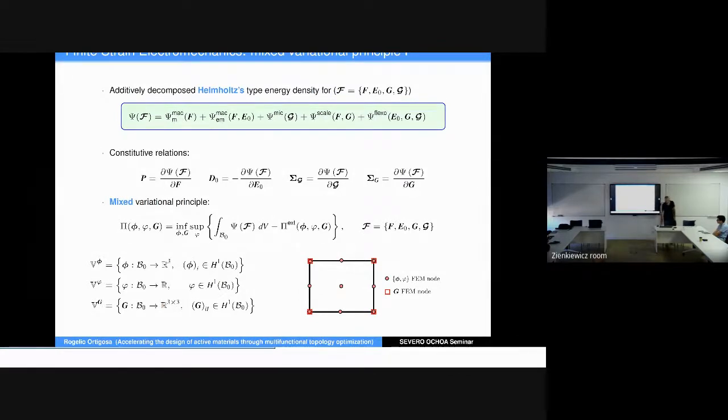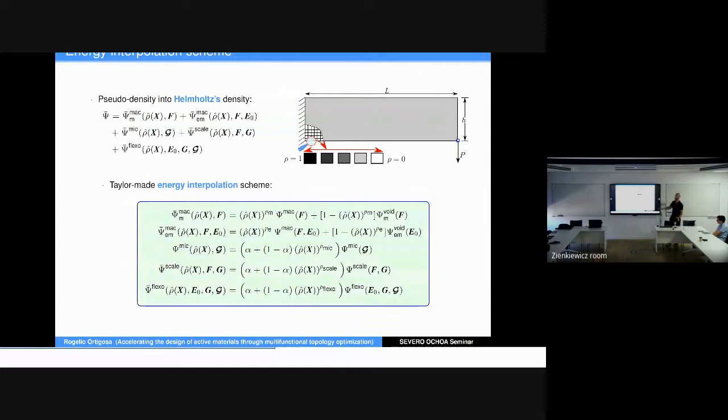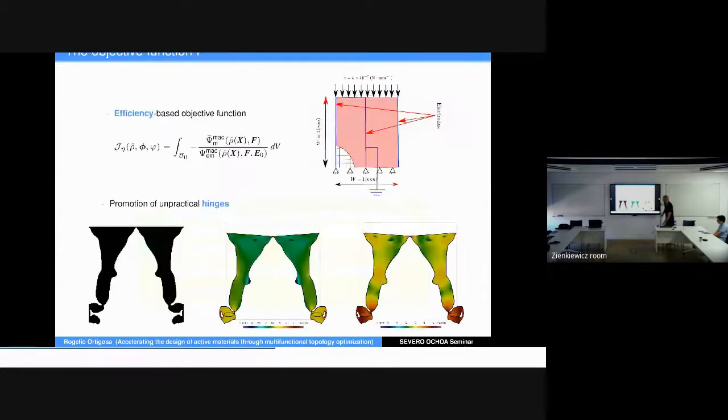Okay, you do that. You embed it into the field of topology optimization. You are going to propose energy interpolations for each of the five terms in terms of a pseudo-density field, because we are using the same method in this specific case. The objective is actually to minimize an objective function. Typically, you would maximize the efficiency. In this case, I'm minimizing the inverse of the efficiency. Why? Because typically we minimize an objective function. All right? So I'm minimizing the inverse of the efficiency. And this is the inverse of efficiency.